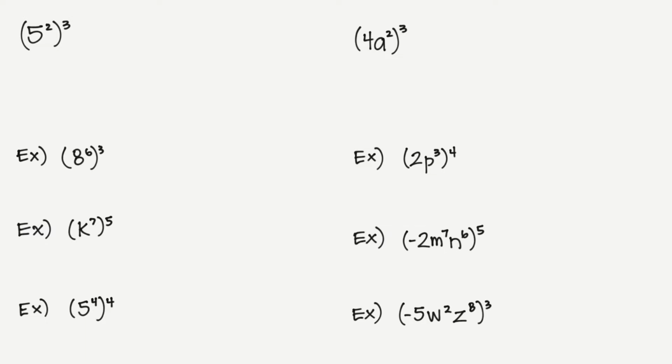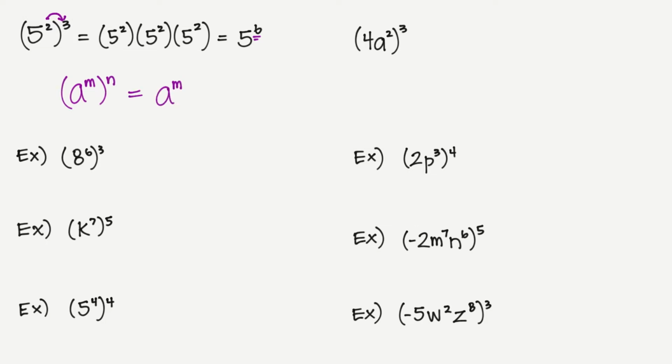For instance, if I have inside the parentheses 5 squared to the third power, that's the same as 5 squared times 5 squared times 5 squared, which would be 5 to the 6th power if I'm adding up those 2's. But a faster way is noticing that 2 times 3 equals 6. So our new rule is when I have a to the mth power inside of parentheses and then a different exponent on the outside, I simply multiply the exponents, and that's the simplest form. So 8 to the 6th power, and then I'm going to cube that, is really 8 to the 18th power.